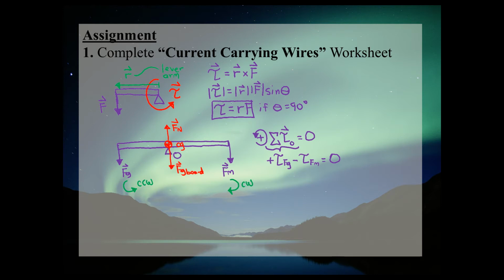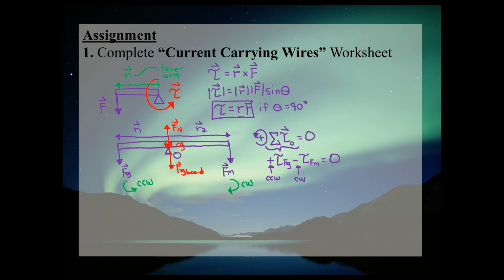We can expand this equation up here because torque is just R times F. So let's call the distance from the center of gravity to Fg R1, and from the center of gravity to Fm R2. So this equation would then expand as, and by the way, this is positive because that force generates counterclockwise torque. This one generates clockwise torque. So torque is just R times F.